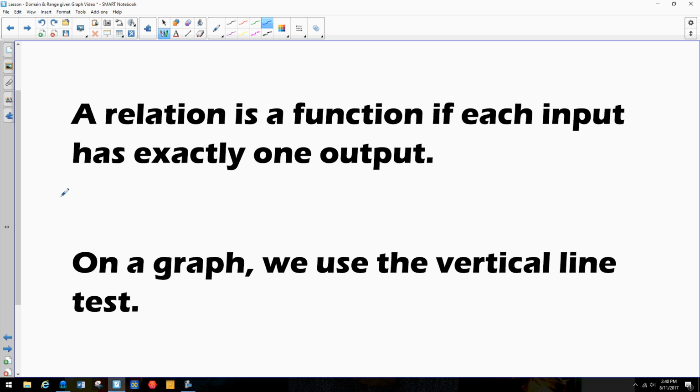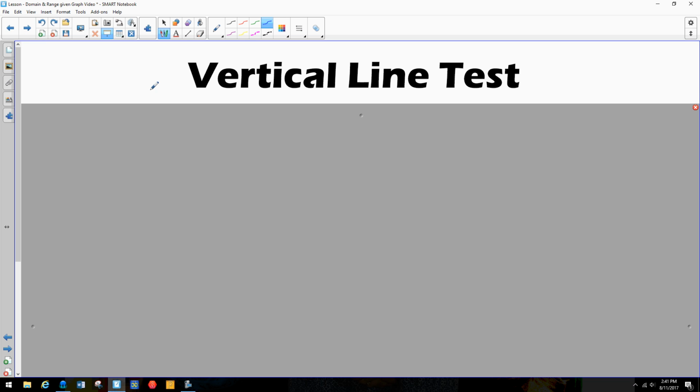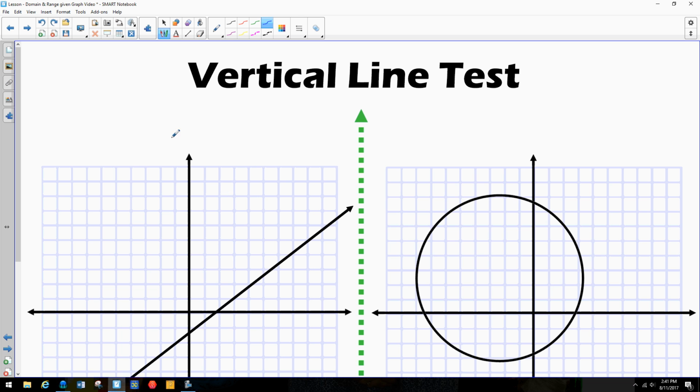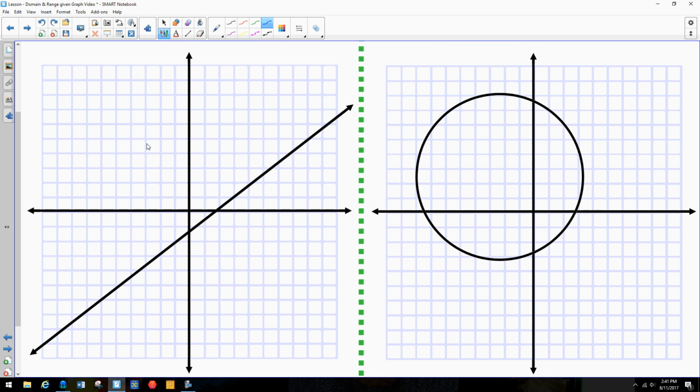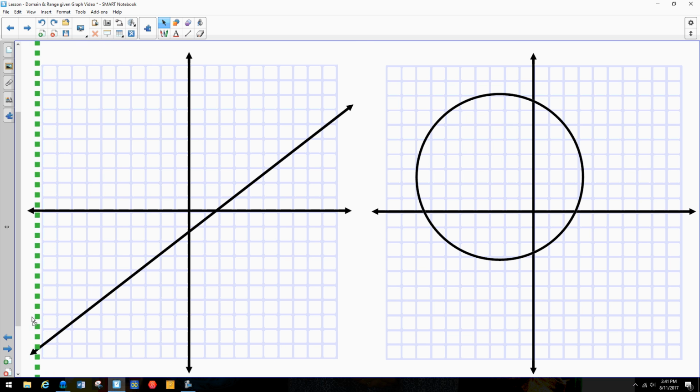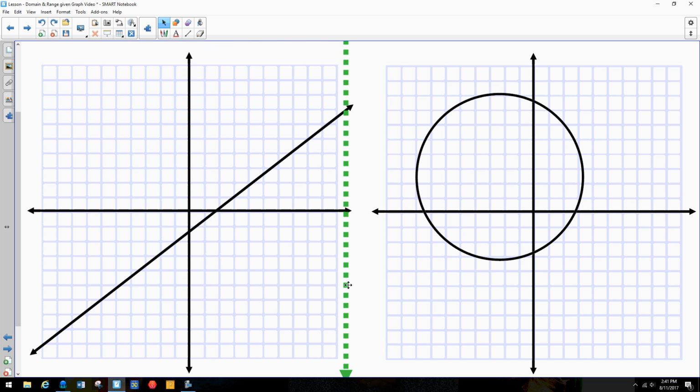If we're using a graph to determine whether or not a relation is a function, we use what we call the vertical line test. This is how it works. We have a graph, and what we're going to do is take a vertical line. Unfortunately, you won't have the groovy tools that I do. Yes, I just used the word groovy. We're going to slide that line from left to right and see if that line hits the graph in any spot more than once. In our first graph, we see that it does not hit it more than once. So this relation is in fact a function.